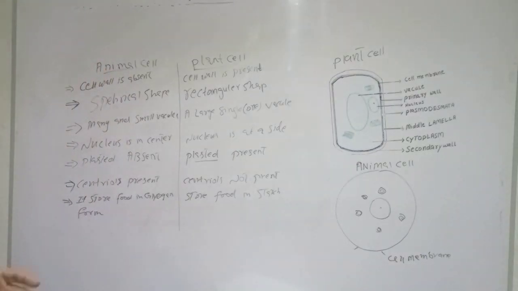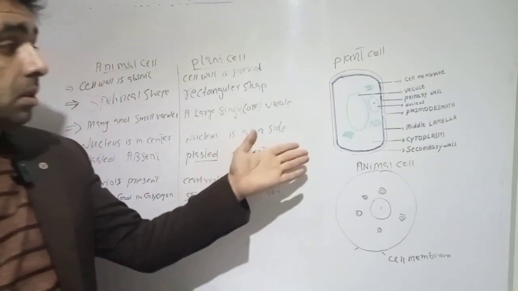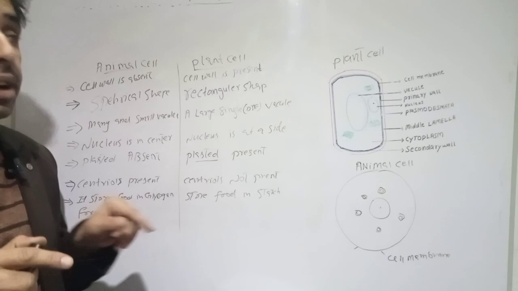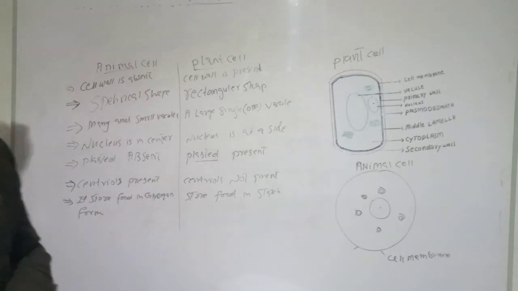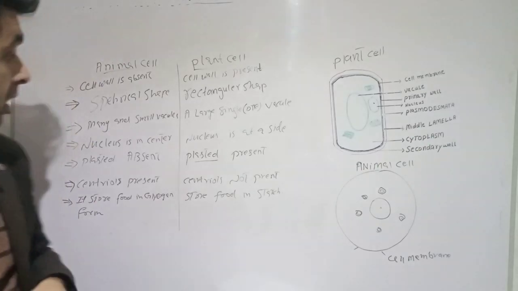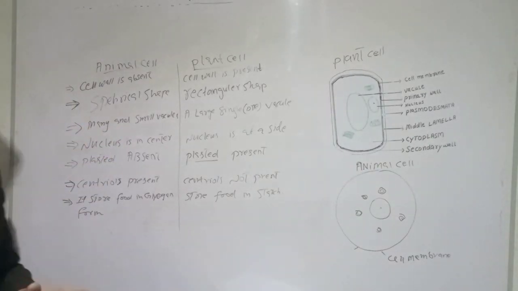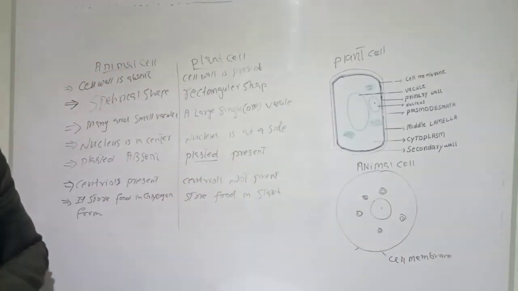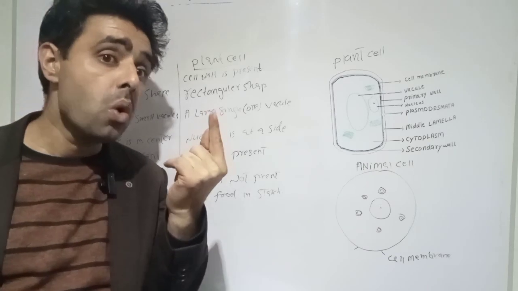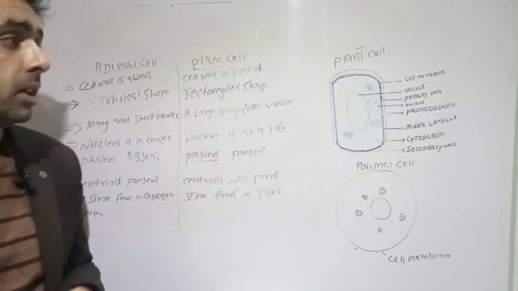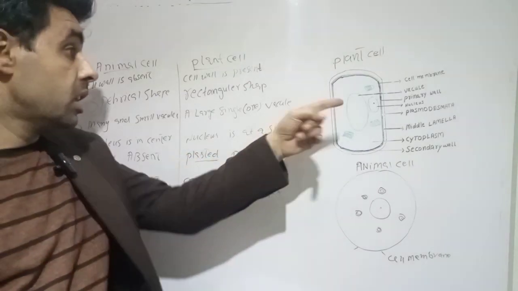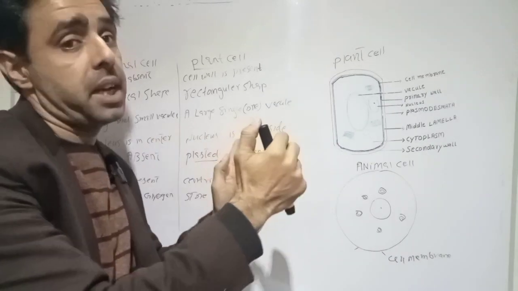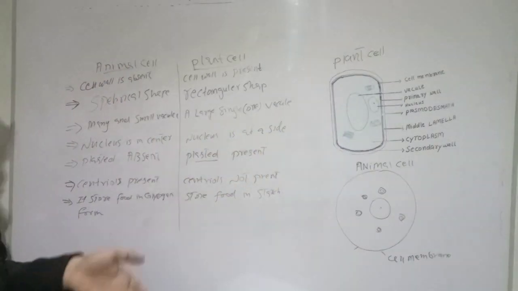Now the shape of the plant and animal cell. The plant cell shape is rectangular, with four corners, and the animal cell shape is spherical, a round shape. Now the other one is vacuoles. Vacuoles are many and small in size in the animal cell, while in the plant cell there is only one, but a huge, large one. Now the nucleus location. In the plant cell it is on a side, and in the animal cell it is in the center.